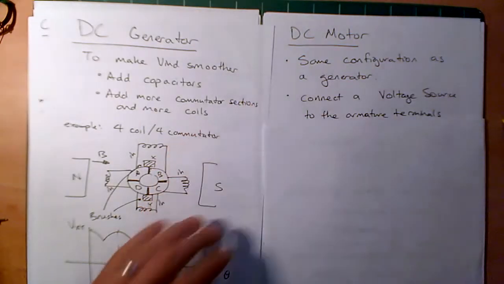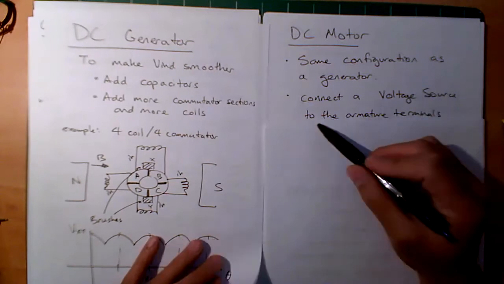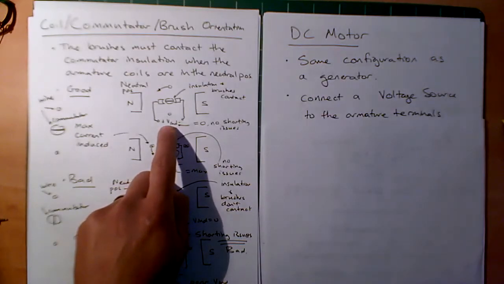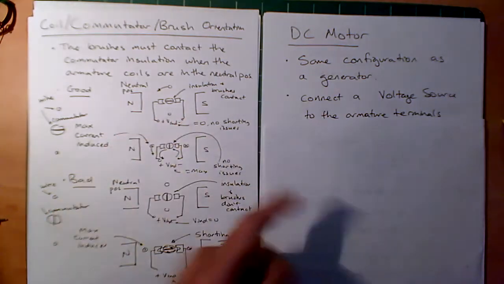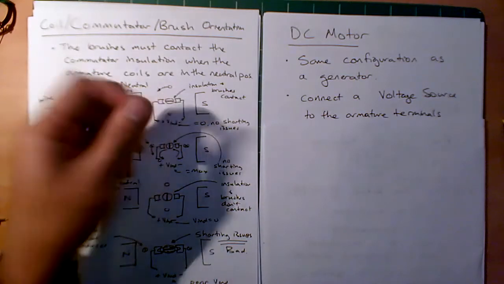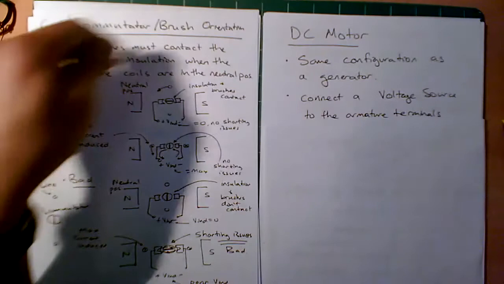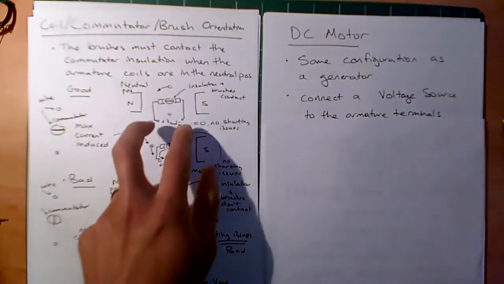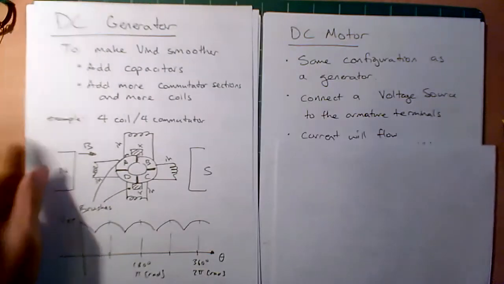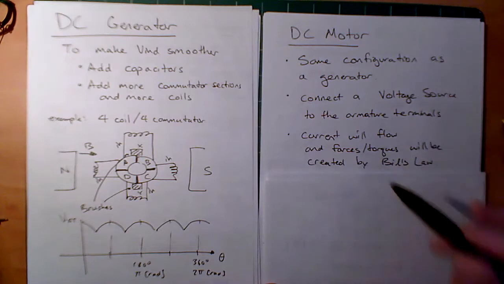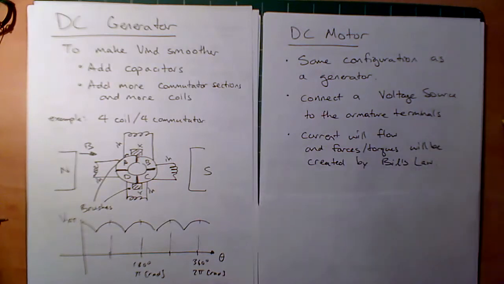What you're doing instead is you're connecting a voltage source to the armature coils. So now instead of this as an output, where I'm measuring voltage or making a light bulb turn on, I'm now applying a voltage to this and making this guy spin. So no longer is some prime mover manually spinning it. I want it to spin by my own electrical energy that I'm going to provide to it. What will happen is current will flow and forces and torques will be created by Biot's law, okay?